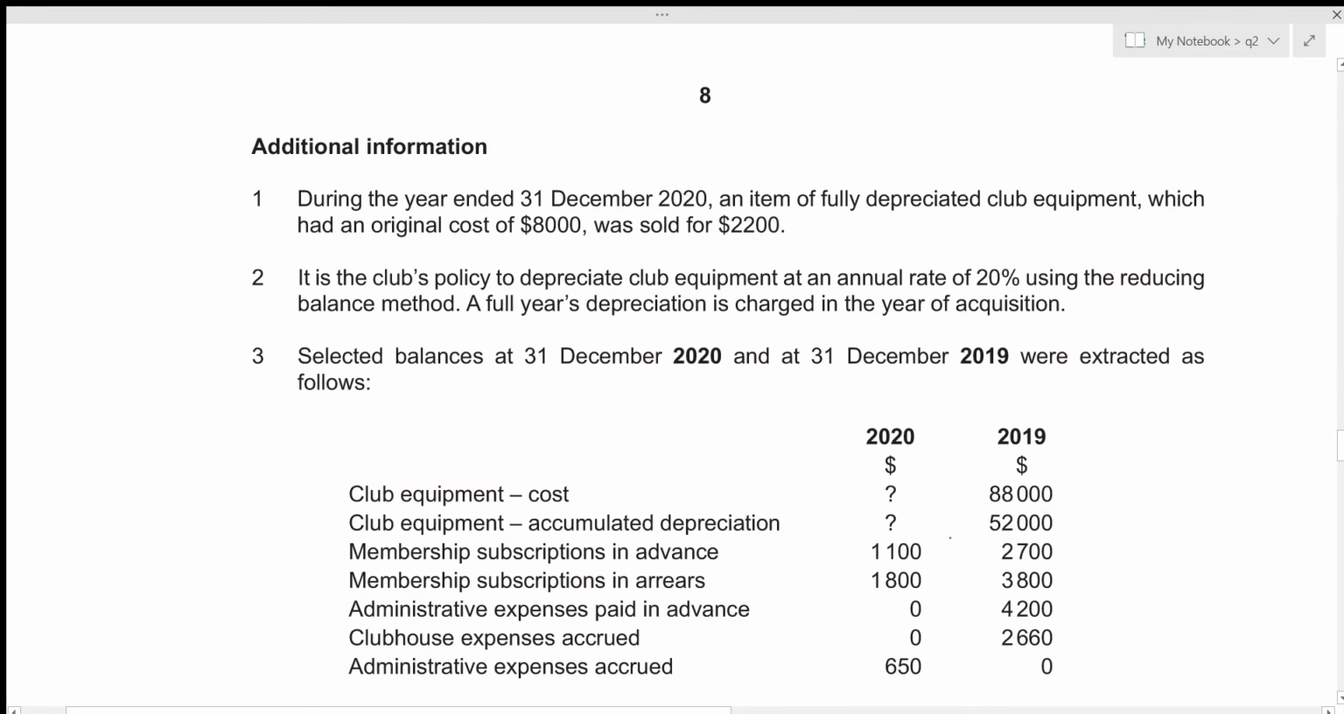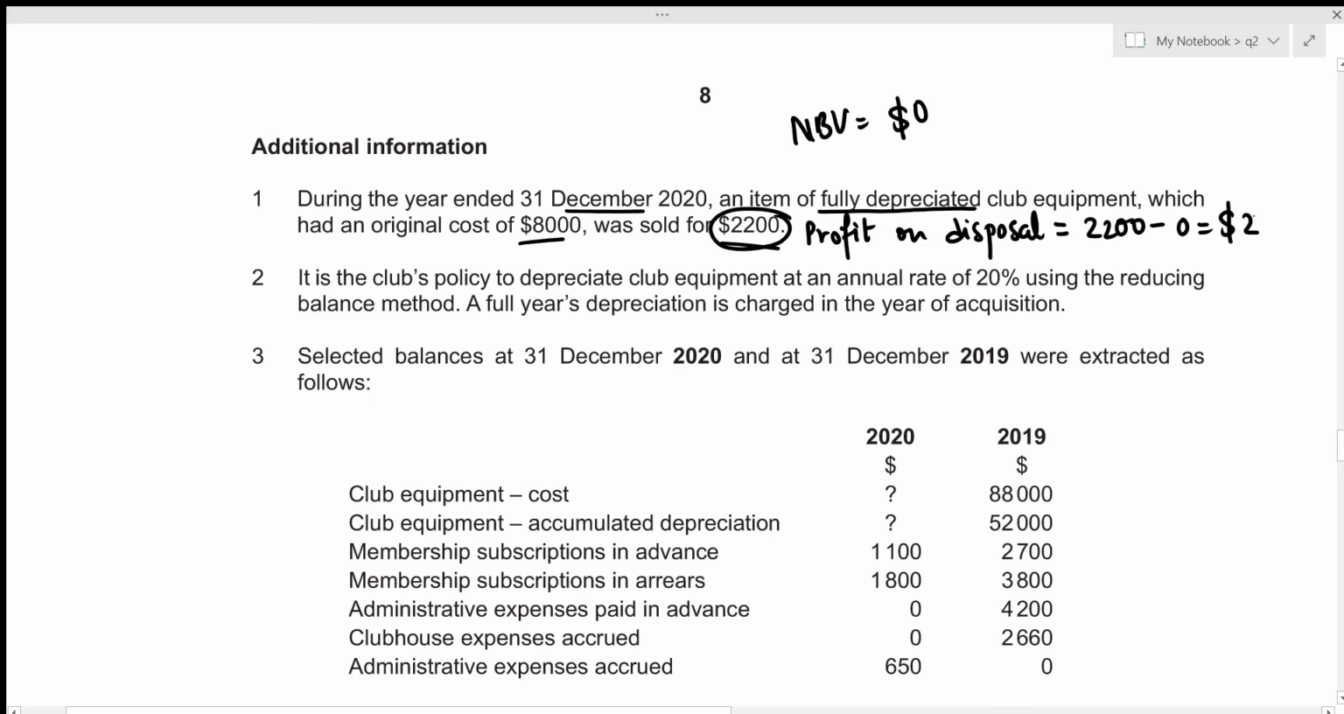Okay, we are required to prepare the income and expenditure account, so I'm just going to have a look at our additional information. During the year ended 31st December 2020, an item of fully depreciated club equipment which had an original cost of 8,000 was sold for 2,200. So in this case, we are told that the club equipment is fully depreciated, and whenever we're talking about fully depreciated items, its net book value is just going to be 0. Right, and we can see that its sales value is 2,200, which is obviously greater than net book value, which results in profit on disposal. And this profit on disposal is just the difference between our sales value and net book value, which in this case is 2,200 minus 0, which results in 2,200.